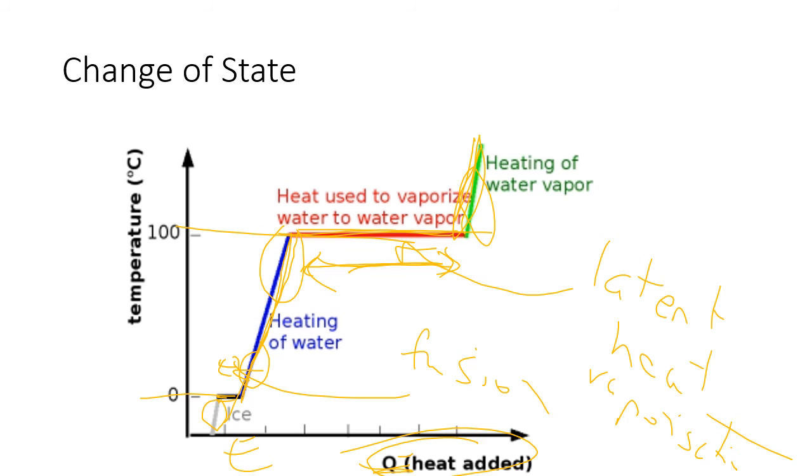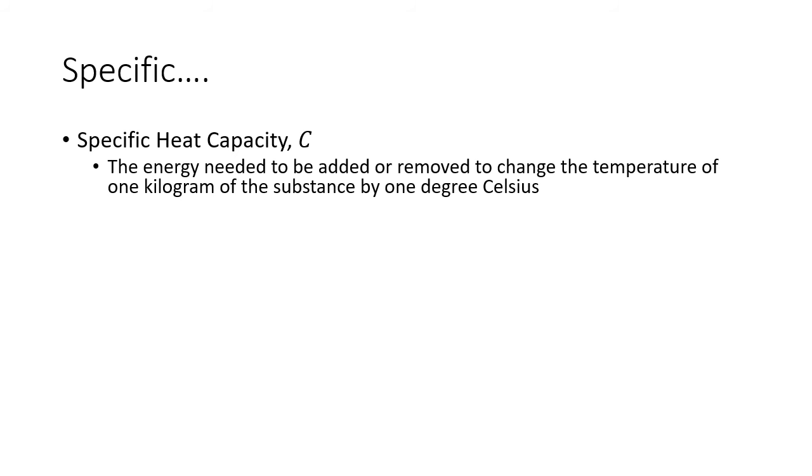But as we're measuring the amount of energy going in, the fact it's taking longer doesn't matter. All right? So look for what's on the bottom axis. And then this word specific. Specific means per kilogram. So specific heat capacity, C: the energy needed to change the temperature of 1 kilogram by 1 degree C.